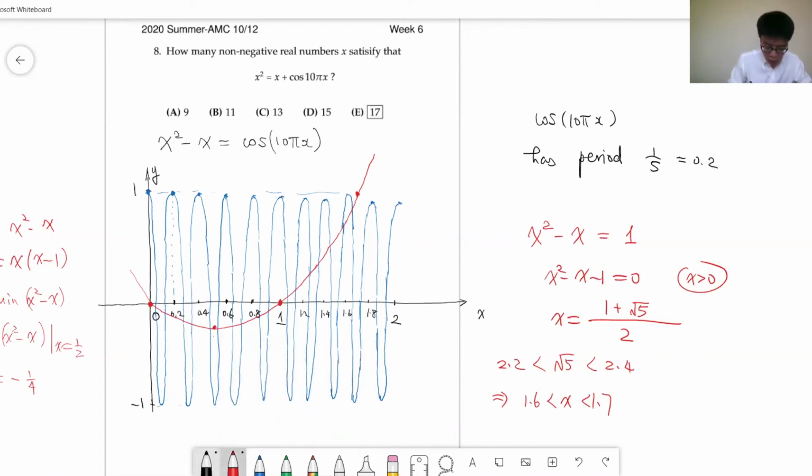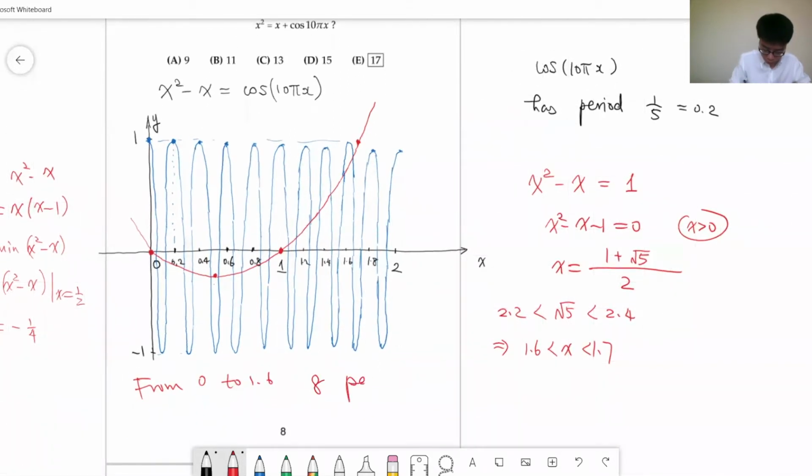So up to 1.6, we have totally 8 periods. From 1 to 1.6, we have 8 periods. So we have 8 times 2 is 16 intersections. But after 1.6, we have 1 more intersection because for the cosine function, it goes down, and for the parabola, it goes up. There will be 1 intersection. So the answer is 16 plus 1 equals 17.